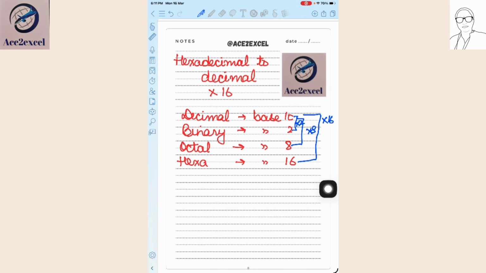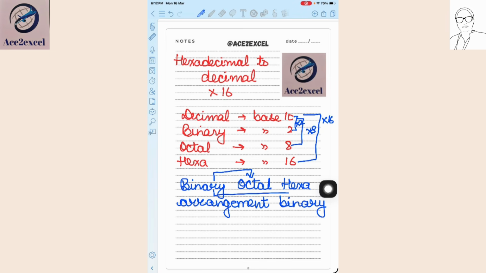And if you are being asked between binary, octal and hexa, what you will work on? You will only work on the arrangement of binary bits. In case of arrangement, if it is binary to octal, you will start pairing it in 3 bits. If it is binary to hexa, you will start clubbing it as 4 bits and so on.